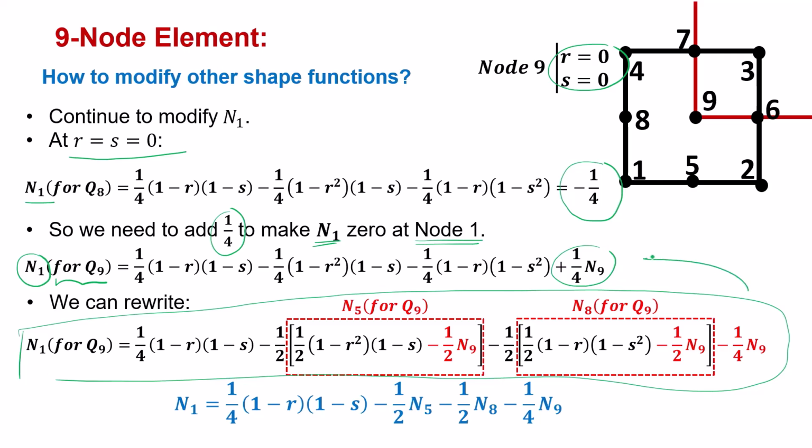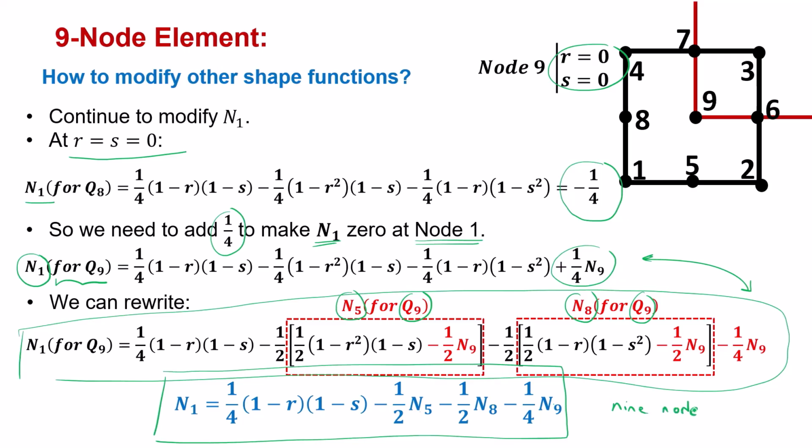These are the same, but I have just tried to show N5 and N8 for Q9, so we can have a formula like this in which all of the N values, N5, N8, N9 and N1, are related to the element with 9 nodes. So you can compare these two expressions. They're exactly the same, and I have just tried to show N8 and N5 for the Q9 element.